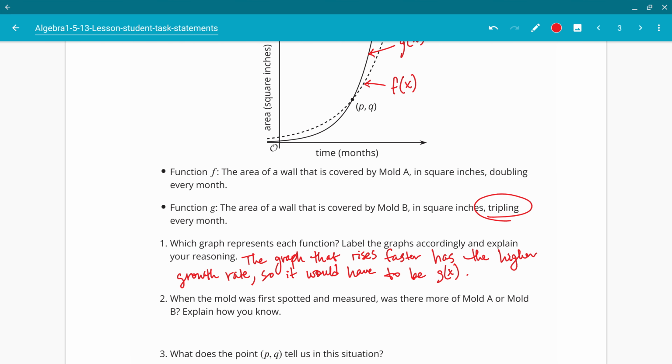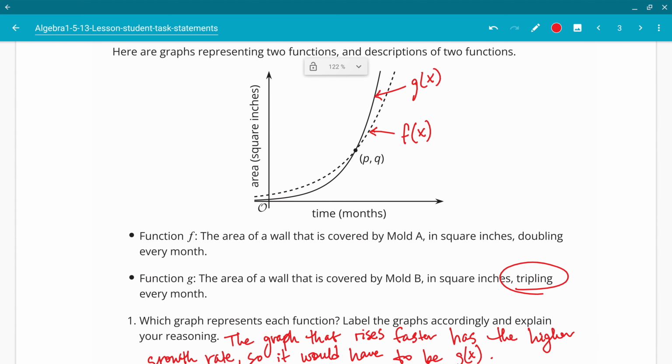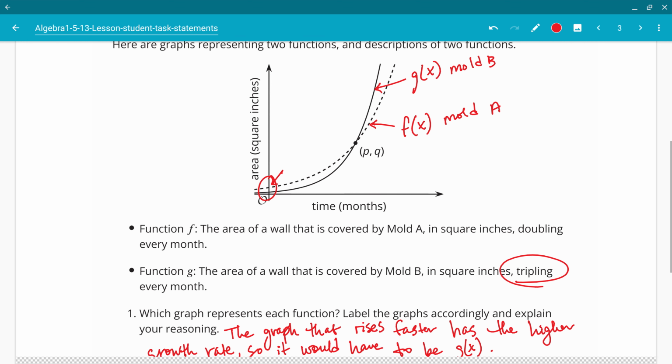When the mold was first spotted and measured, was there more of mold A or mold B? Explain how you know. Okay, so right here, oh, you know what? I think probably we'll label this as f. F of x is going to be right here, that's mold A. And then this one's going to be mold B. Okay, so it looks like if we follow the mold A curve down, there was more of mold A at the value of x equals 0.